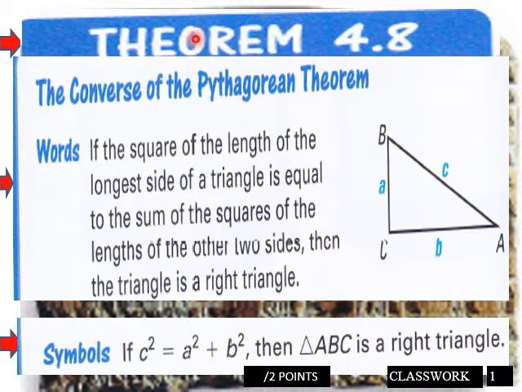Okay, theorem 4.8, the converse of the Pythagorean theorem. Words: if the square of the length of the longest side of a triangle is equal to the sum of the squares of the lengths of the other two sides, then the triangle is a right triangle. That is a pretty good definition there of a right triangle. Then here are the symbols here. ABC is a right triangle. Here's our hypotenuse, C, and then A and B here.